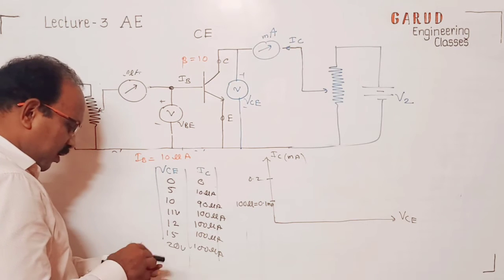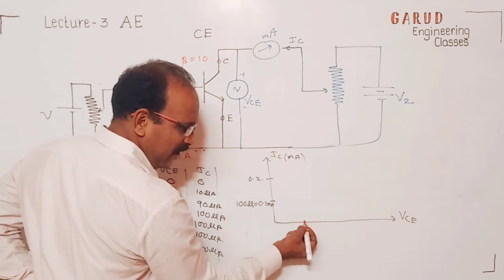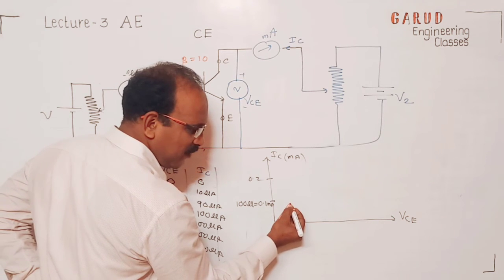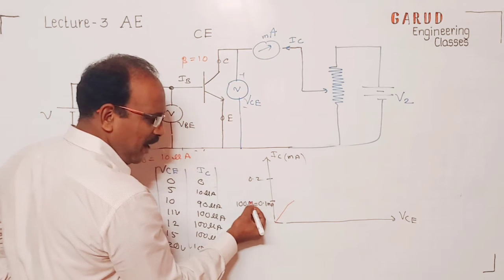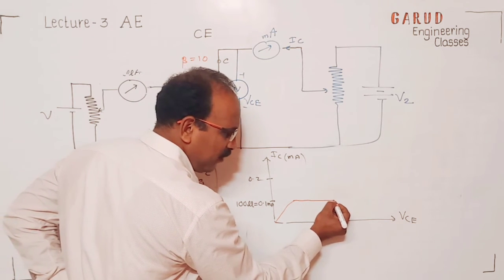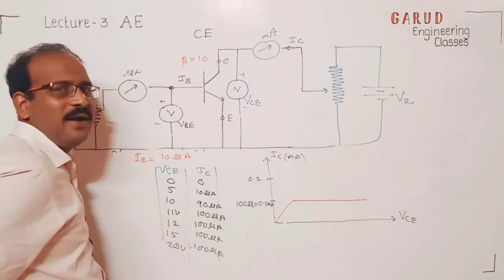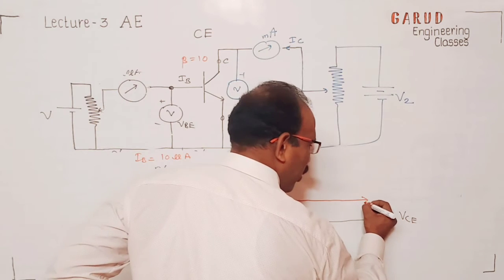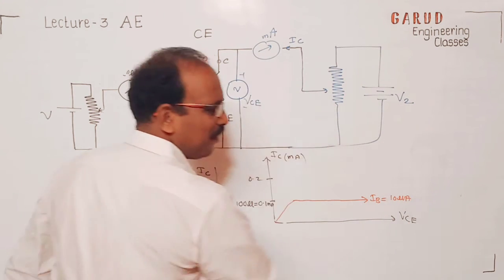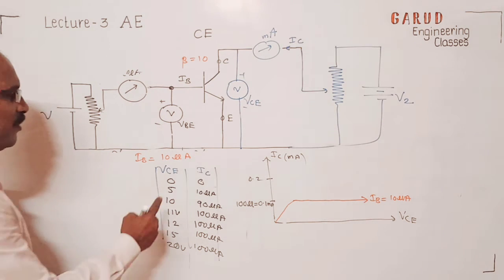So what will happen? Suppose you go on increasing your VCE, 5 volt, 10 volt, like this. The output current will increase until it satisfies the demand. After that, even if you vary the voltage, it will not increase the current. So this happens for IB equal to 10 microampere. This is case number 1. What happens in case number 2?